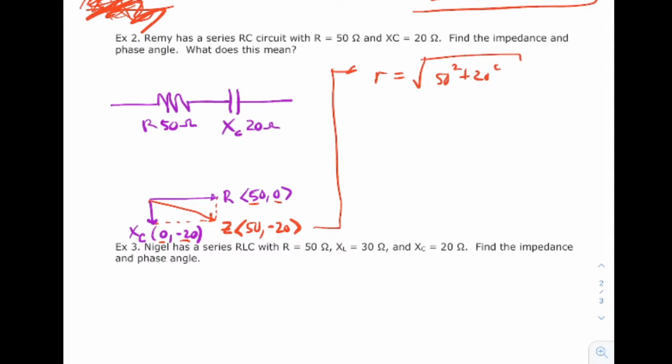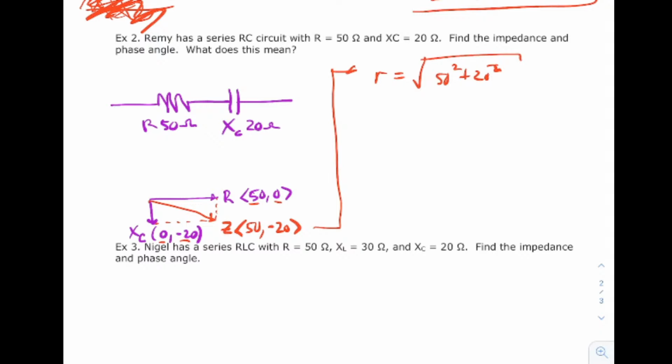You may recall that when using the Pythagorean formula like this, I don't like to bother typing the negatives in. Why type in a negative? You're just going to square it, and it's going to go positive. So 50 squared plus 20 squared equals, take the square root of that answer, equals, hit the SD button, equals.